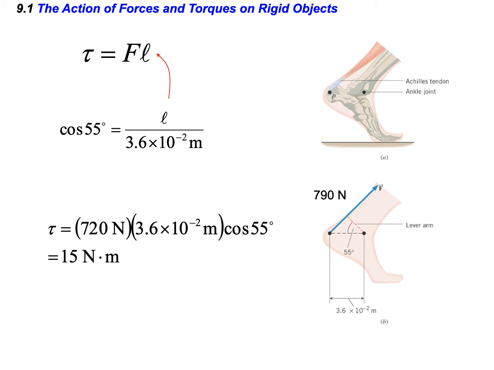Okay, so here it shows how to calculate that. Cosine 55 equals L over 3.6 times 10 to the negative 2, this distance. Therefore, you can calculate L, and so torque is this force times this L, 3.6 times 10 to the negative 2 cosine 55. So it is 15 Newton meters, the SI unit of torque.